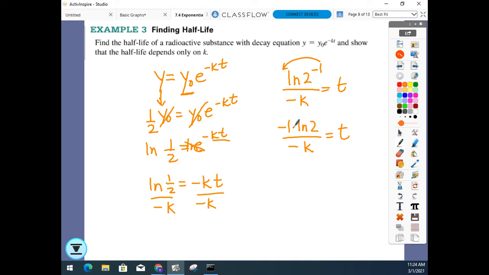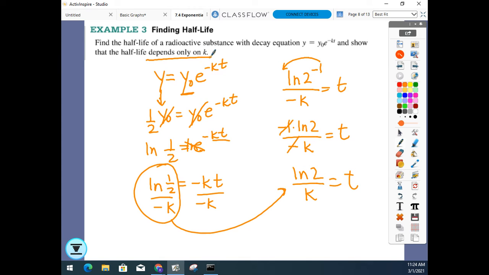So if I have -1 times ln, this negative cancels this negative, and ln2 divided by k is a whole lot nicer than ln 1/2 divided by negative k. And they're equivalent. So understanding how to get from here to here is good. What this wanted us to show is that every time we do half-life, this is always going to be a half, and the time period is always going to be ln2 divided by the constant every single time.